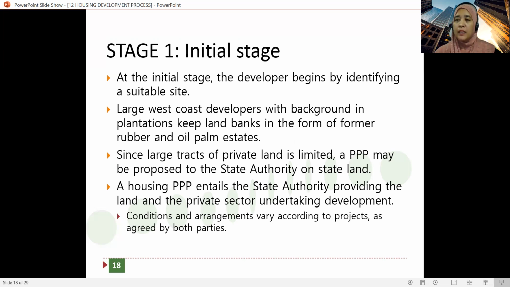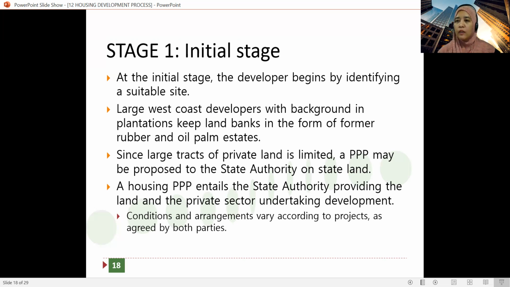Okay, so these particular developers have their own land banks, kita panggil land banks. Dia ada simpanan tanah dia sendiri. Which land banks tu dalam bentuk tanah lah, former rubber and oil palm estates. So no problem for the major developers, but some other developers do not have land banks, and it's very hard to find large tracts of private land. Tanah beri milik yang besar, 100 acres, 200 acres, 150 acres, 50 acres pun very hard to find.